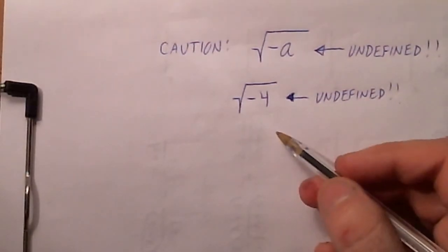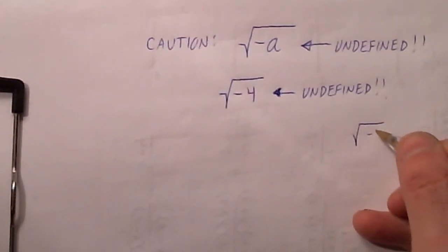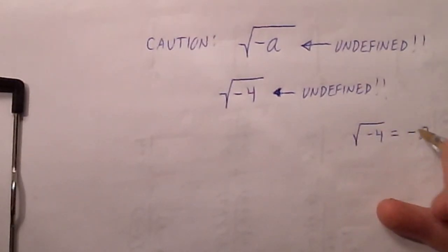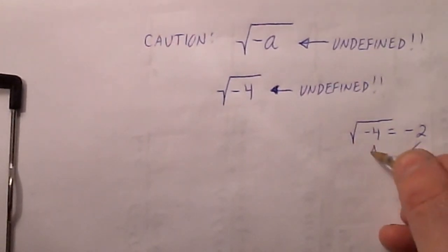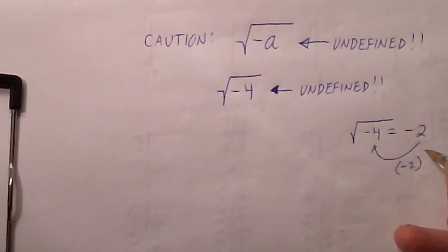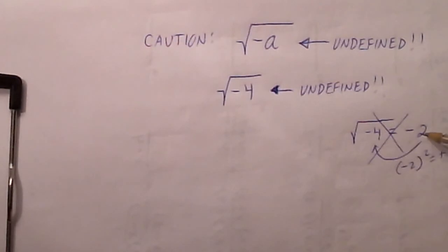Stop and think why it is undefined. If you were to say the square root of negative 4 is equal to negative 2, that is not correct. Because if you take negative 2 and square it, you get back positive 4. You don't get back negative 4. That's why the square root of negative 4 is undefined. It's not equal to negative 2, and it's not equal to positive 2 either.